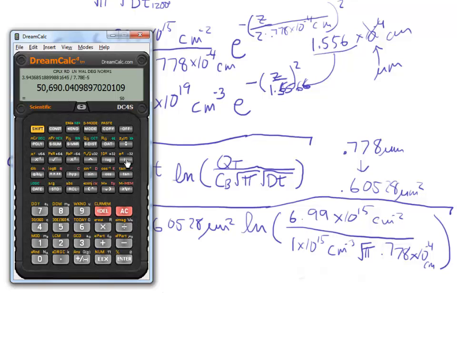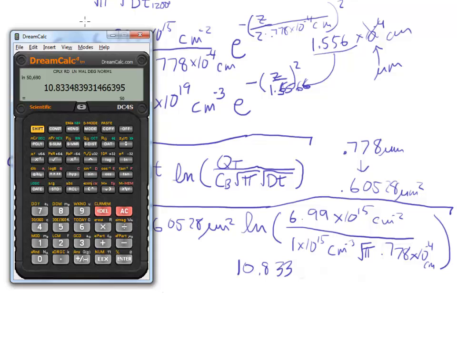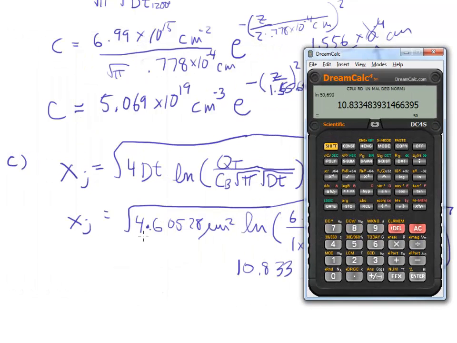50,690. And so if I take the log of 50690, that's equal to 10.833. So I'm going to write that down. 10.833. And so next I need to multiply that by 4 times 0.60528. And so that's 26.